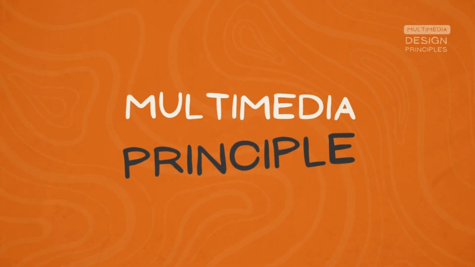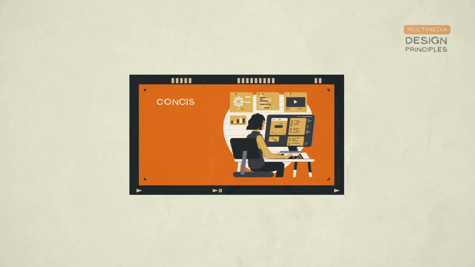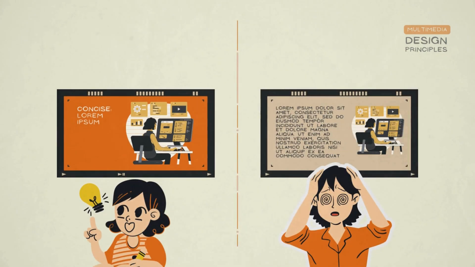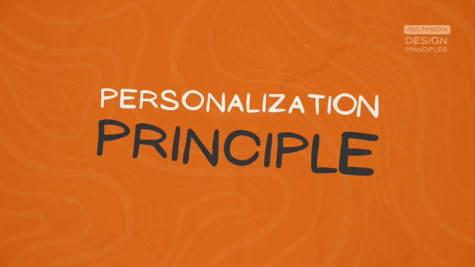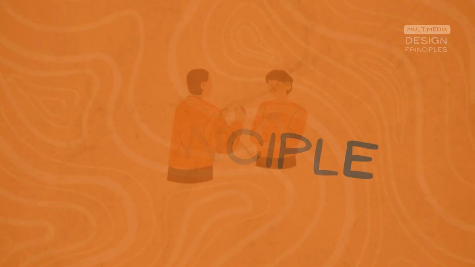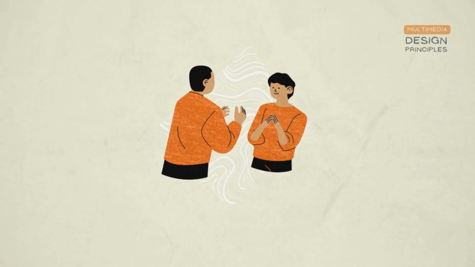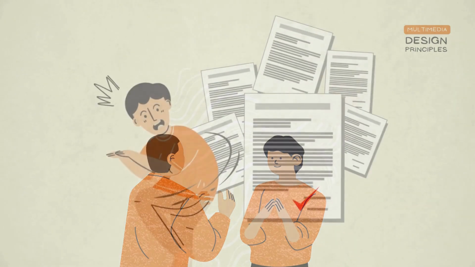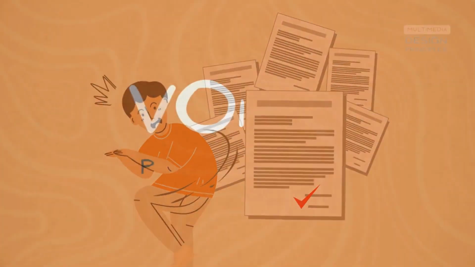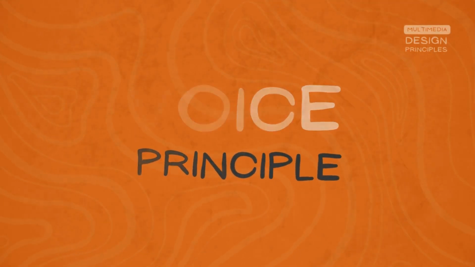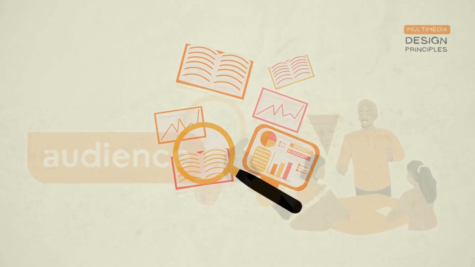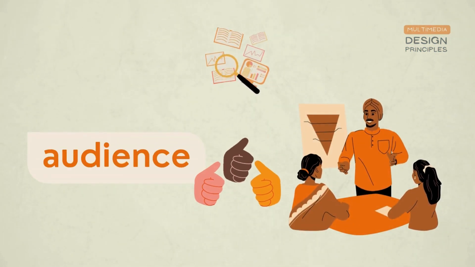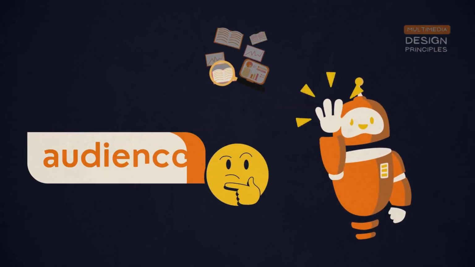Let's talk about multimedia principle. Using concise phrases with pictures is more effective for learning than using big chunks of paragraphs alone or with complex visuals. Moving on to personalization principle. Talk as if you're talking to your audience. It means making your content sound conversational, not like you are reading a formal legal document. Next is voice principle. Studies show that audiences and learners prefer that your content sounds human rather than robotic.